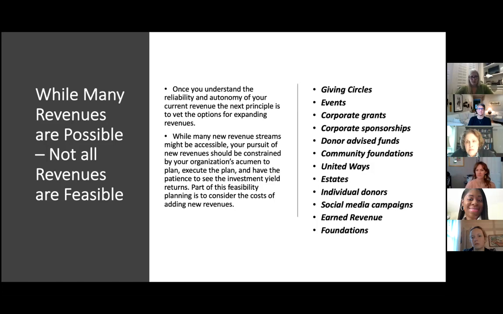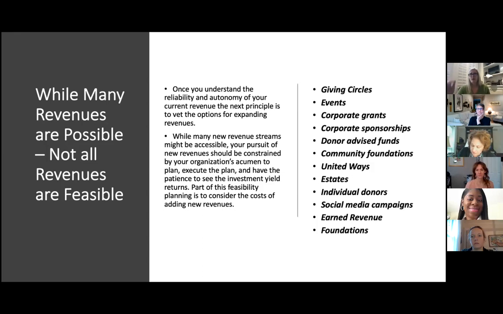One of the things to really know is that you could have an accessible revenue stream. You could have a foundation that came to you and said, we'd really like to fund this particular thing, but it's constrained by the organization's acumen, their capacity to execute, and the patience to see it through. I've seen a lot of donors that want to help an organization start an earned revenue source, and they're in it for the first part, but not for the duration. And those things really take a lot of patience and time to come to fruition.